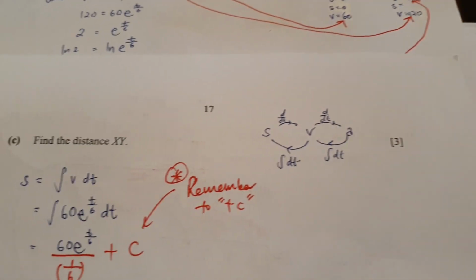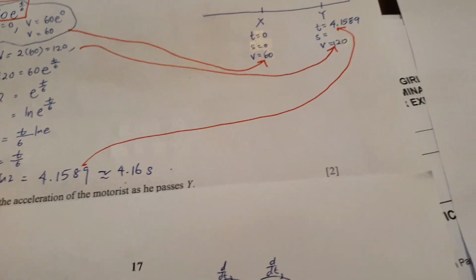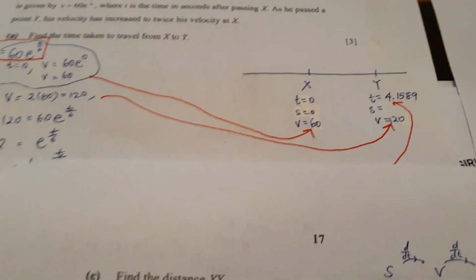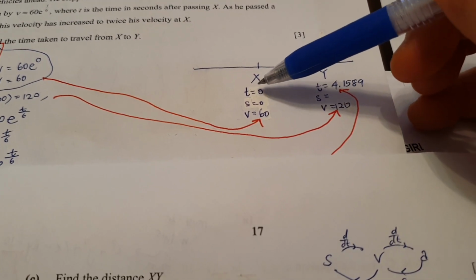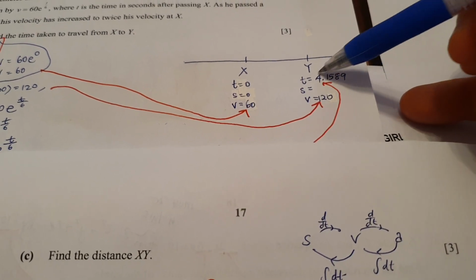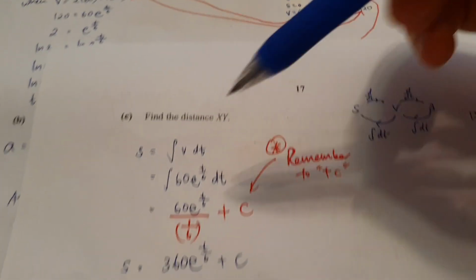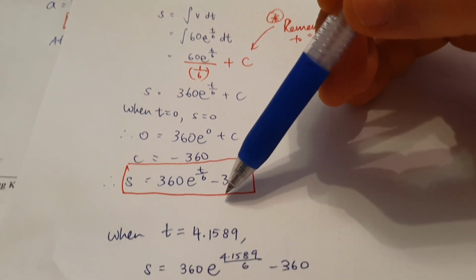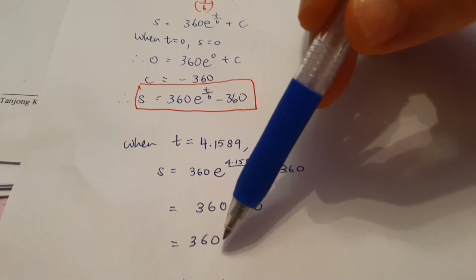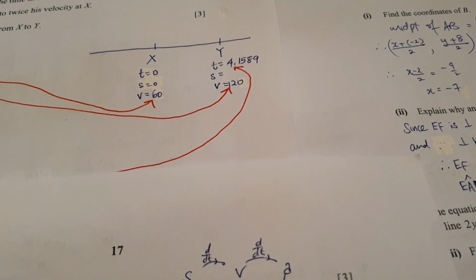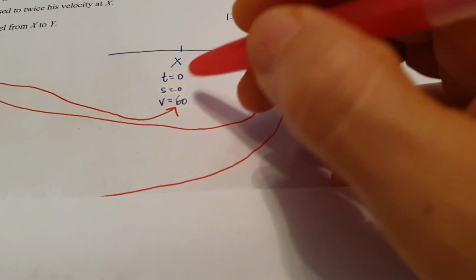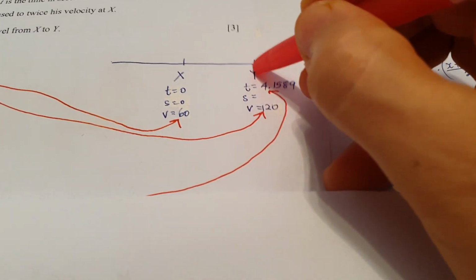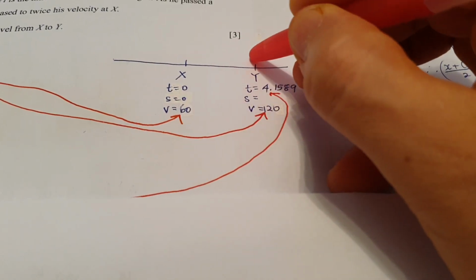Because it will never U-turn, what the vehicle did was travel straight from x all the way to y. And because that is so, you can just substitute t as this into the s equation, which is what I did here, and then you get this, and that's your answer. Because down here this value is 360.000 something, so it's from 0 to 360.00. So the distance x to y must be 360.